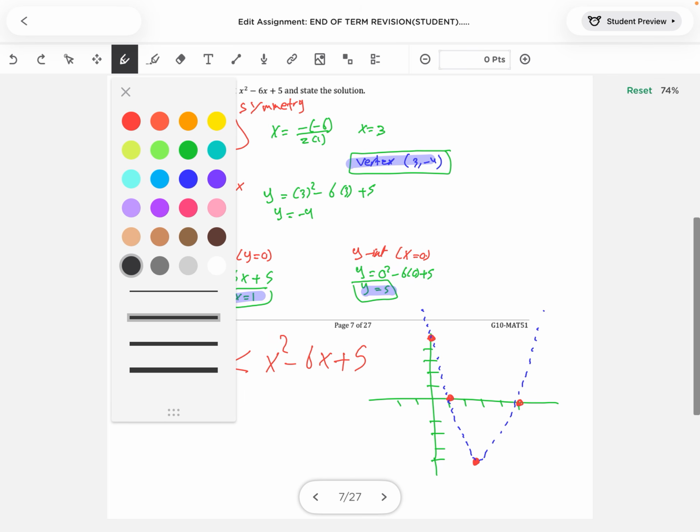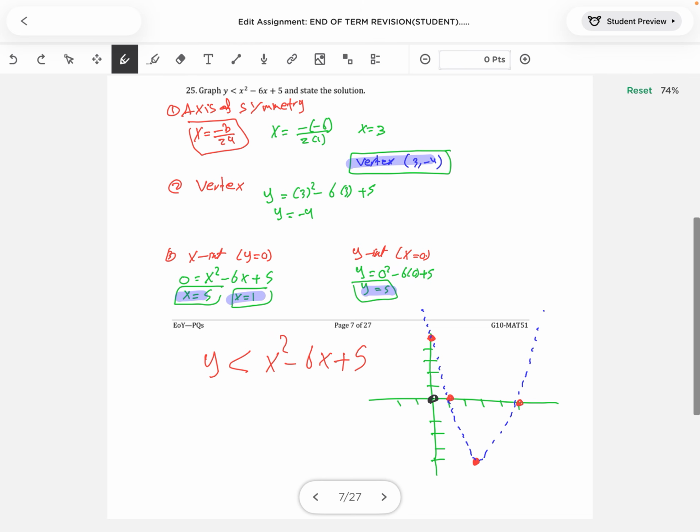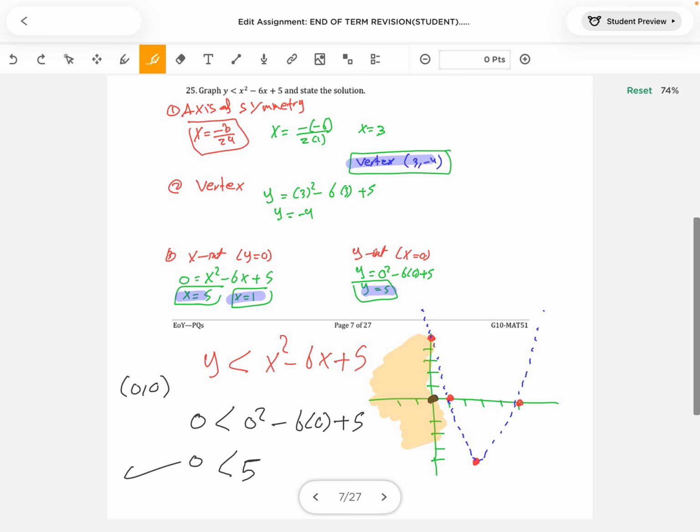Let me use a different color. So is it true that 0 less than 0 squared minus 6 by 0 plus 5? Is it true that 0 less than 5? It is true. So where 0 is located represents the solution of my inequality. Because of this, I would shade outside because 0 is located outside the parabola. This is the way of solving this type of questions.